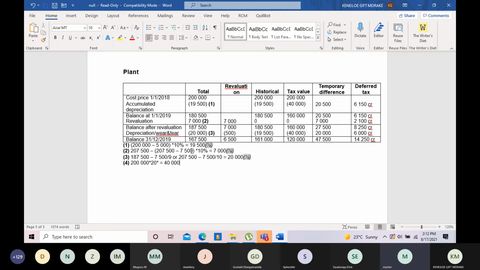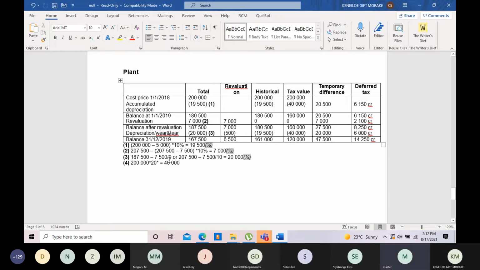You get the difference between the amount that you are getting now and that balance. So 187,500 minus 180,500. You're going to get how much? 7,000. So that is your revaluation surplus. As you can see here, 2 marks. And then when you say 180,500 plus 7,000, you're going to get 187,500 as your balance after revaluation.